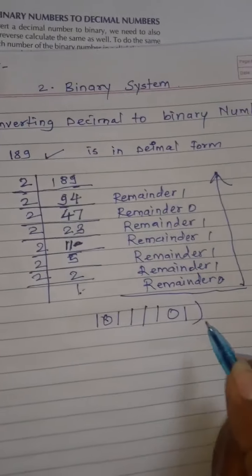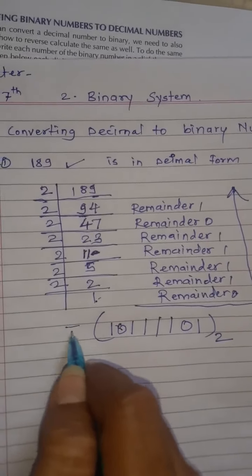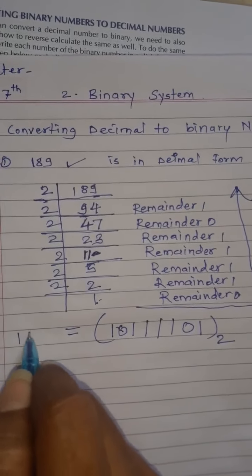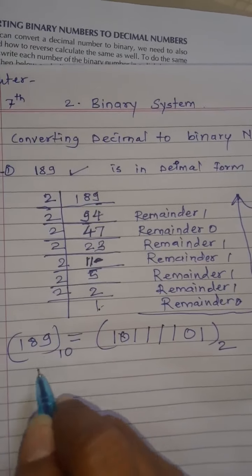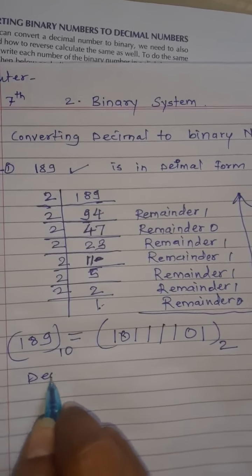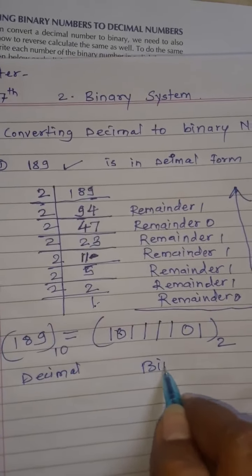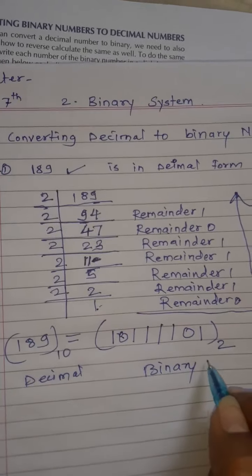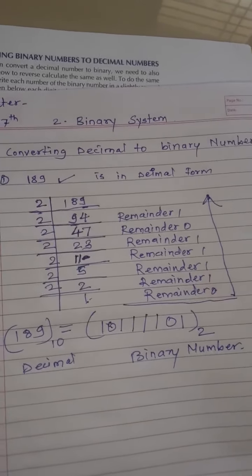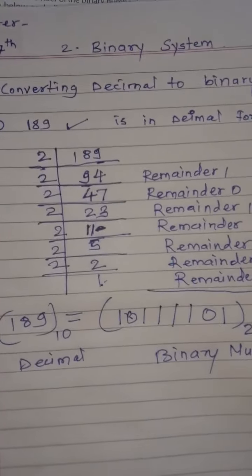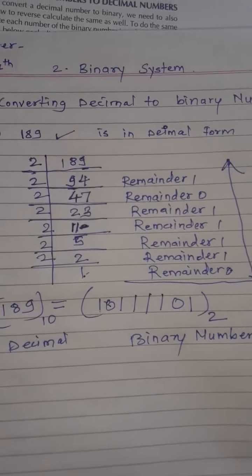So this is the binary equivalent of the number 189. This is the decimal number and this is the binary number. This is called conversion of decimal to binary number system.